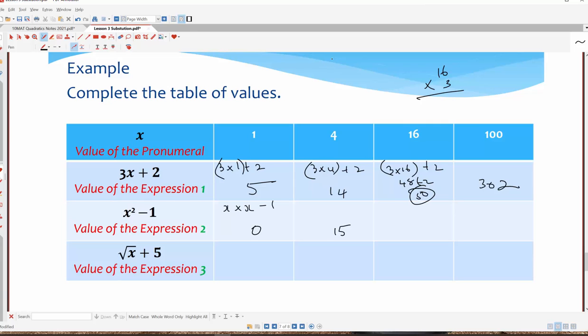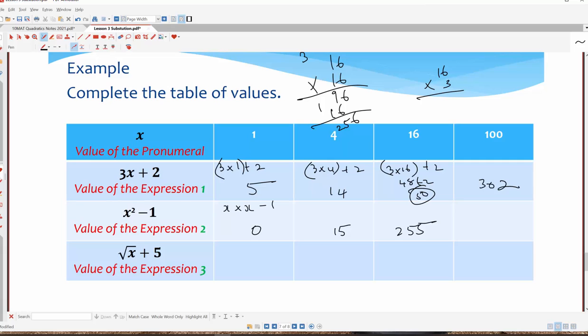16 squared is 16 times 16. I don't know what this one is. So that's 6 sixes are 36. 1 6 is a 6. 9. 6. 1. 6. 5. 1. 2. 256. So 16 squared is 256. Take away 1 is 255.